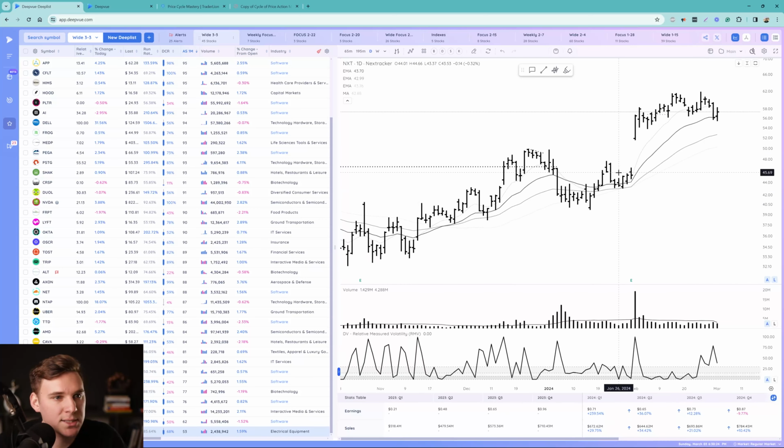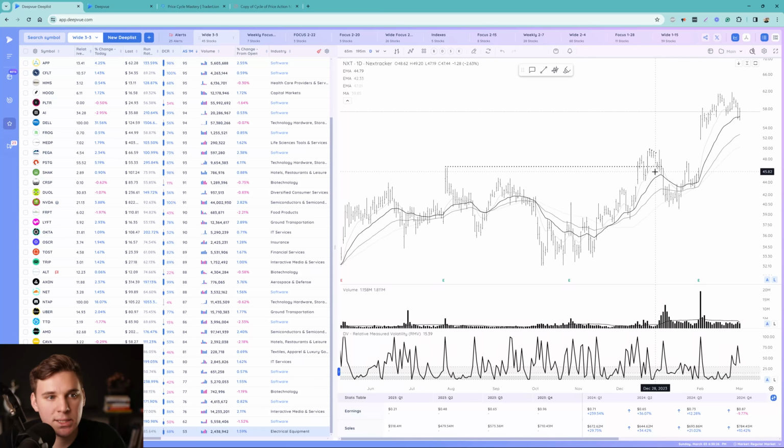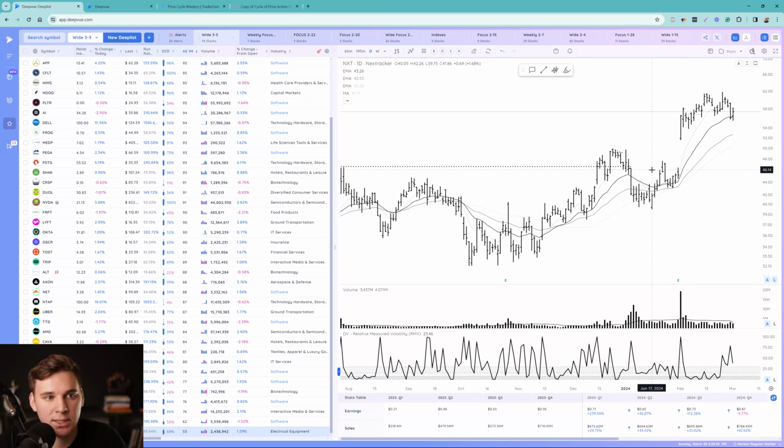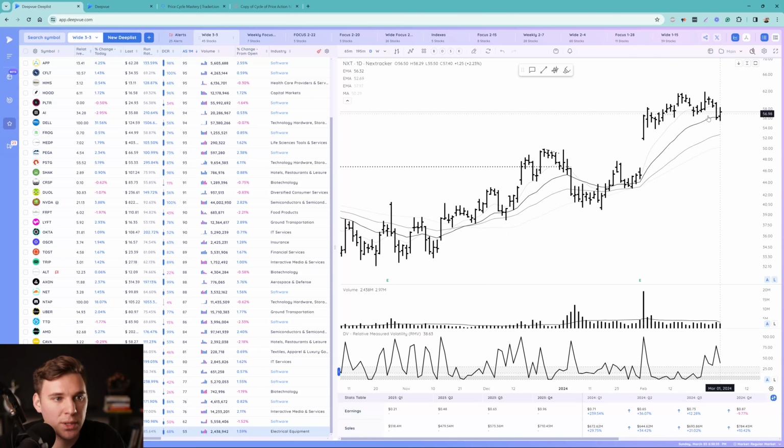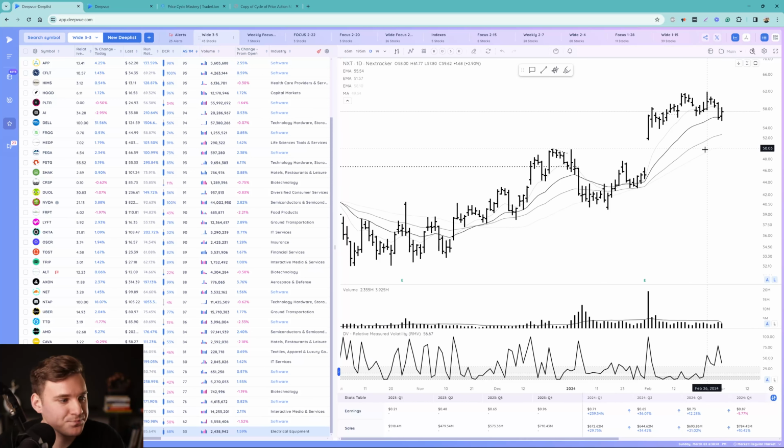Lastly, we've got NXT. Solar isn't the strongest theme right now, but we have seen some signs of bottoming action in ENPH. And this is right at that 21 EMA and HVC area. So we'll see if it can hold here and potentially start a trend up. This is a recent IPO.